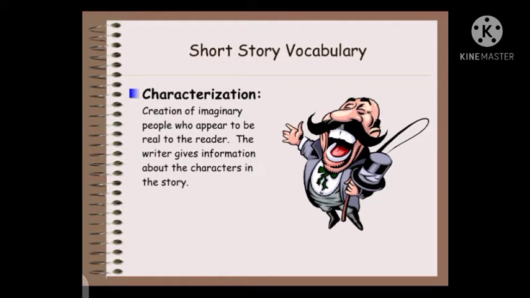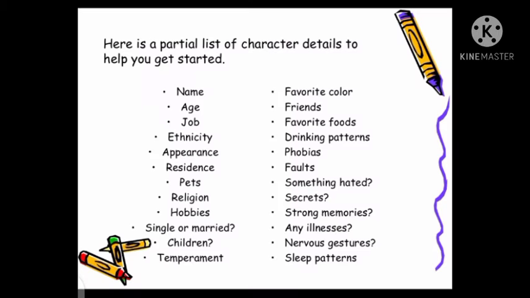The second important element of story writing is characterization. Creation of imaginary people who appear to be real to the reader. The writer gives information about the characters in the story. Characters, real or imaginative, should be brought to life through the narrative. If a character is not described well, the story will not be believable. In order to develop a living, breathing, multifaceted character, it is important to know way more about the character than you will ever use in the story.